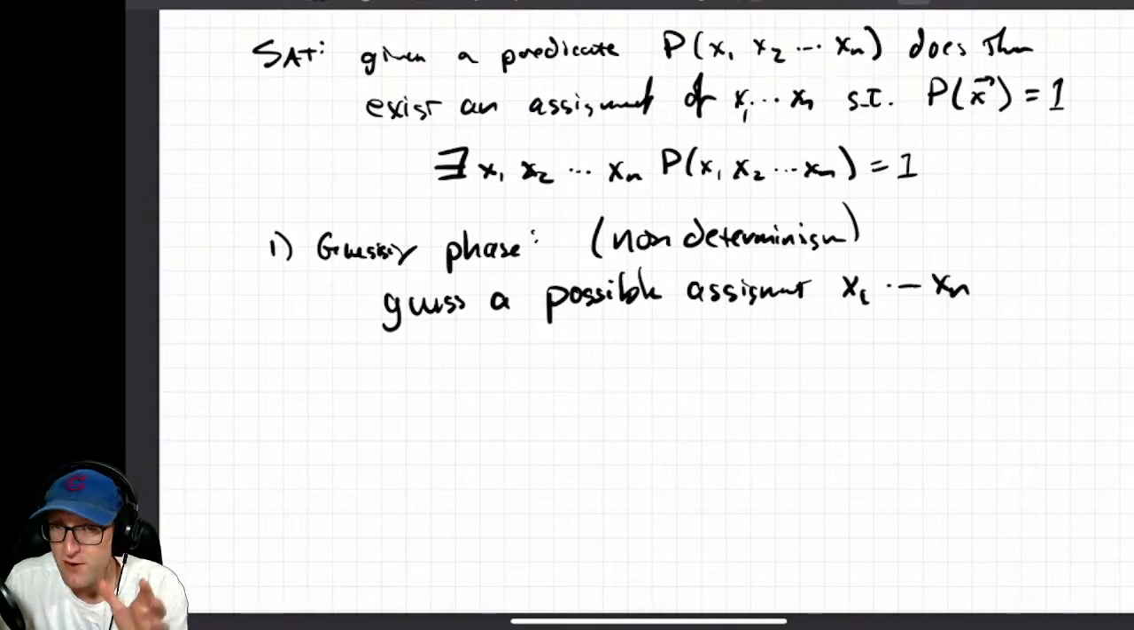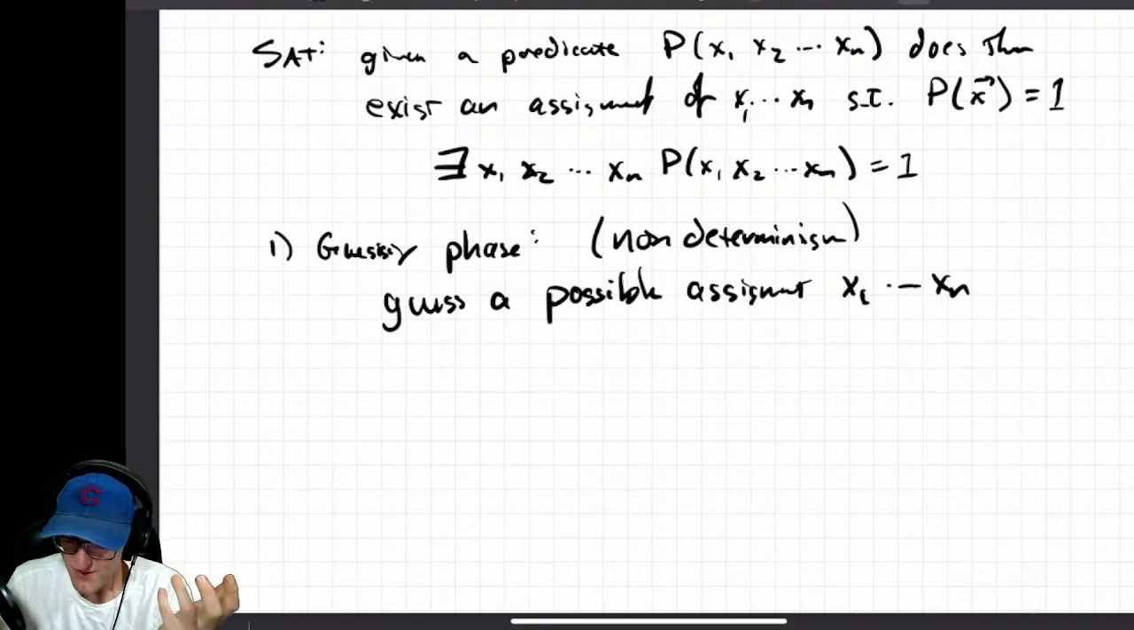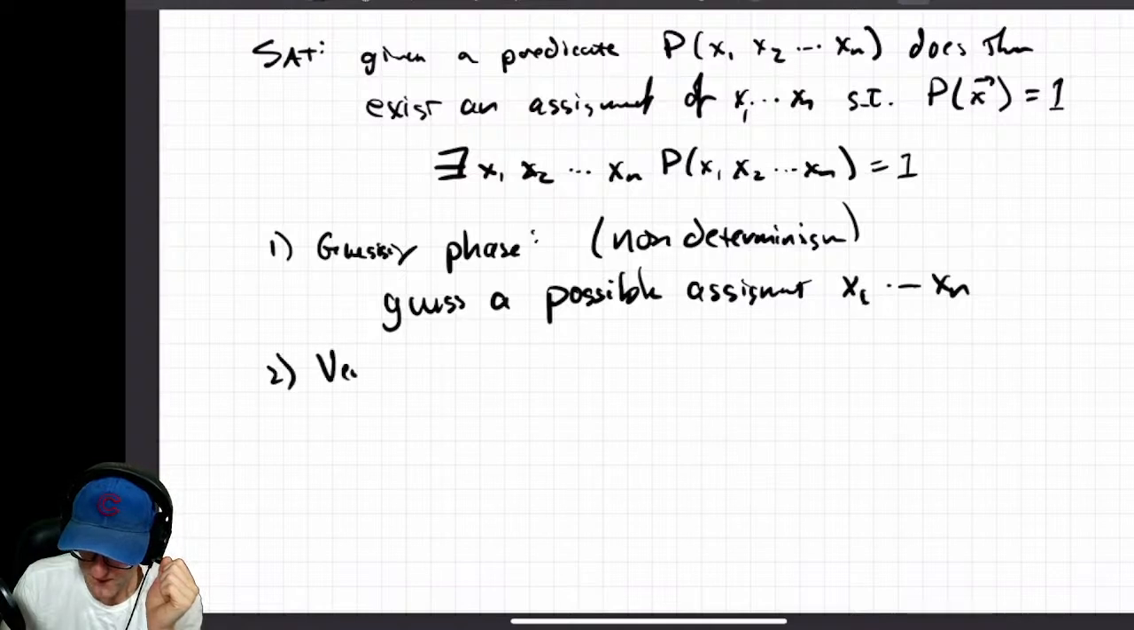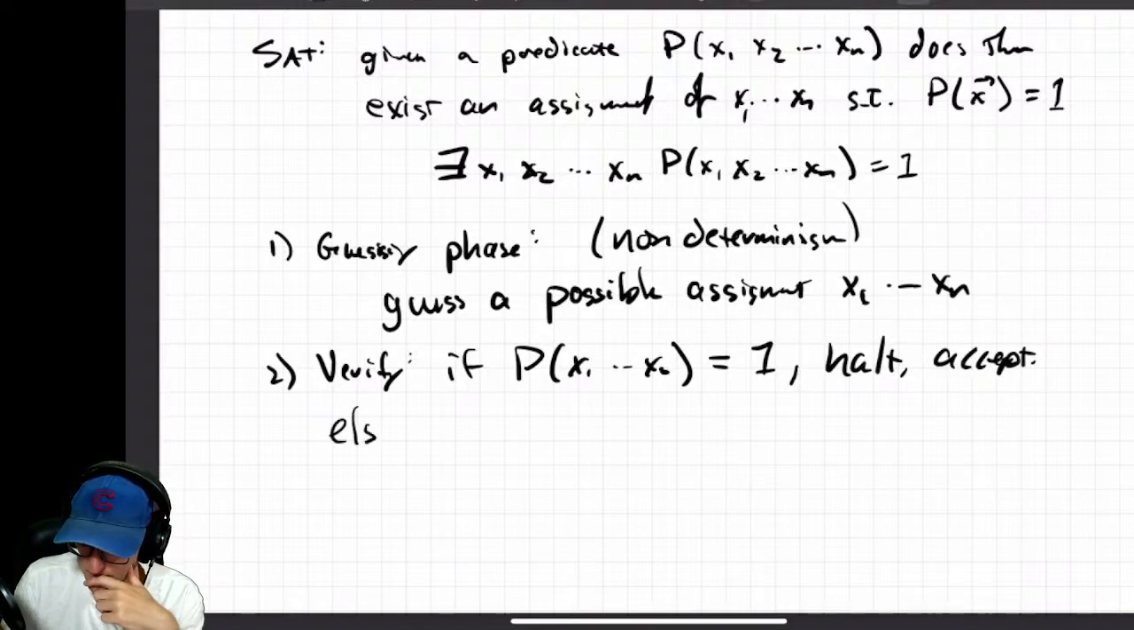Don't think of it like randomization. Don't think of it as random. It's not like, oh, okay, I'll choose a random bit 0, next random bit 1, next random bit 0 again. Whatever, right? You're not guessing bits. You're not randomly generating these things. You're making a guess. Two, verify. If P on x1 through xn evaluates to true, halt and accept. Otherwise, reject.